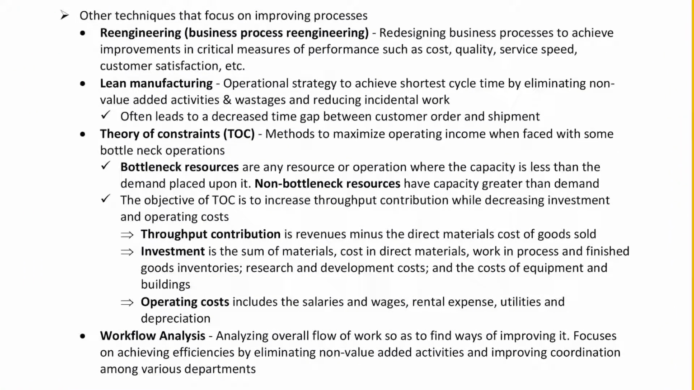We could be looking at highlight business process re-engineering, which is about redesigning business processes to achieve underlying improvements in critical measures of performance. And we could be looking at cost, quality, service speed, customer satisfaction, etc. We could go for highlight lean manufacturing, where the operational strategy is to highlight achieve shortest cycle time. And we do that by underline eliminating non-value added activities and wastages and reducing incidental work. Make your manufacturing process lean.